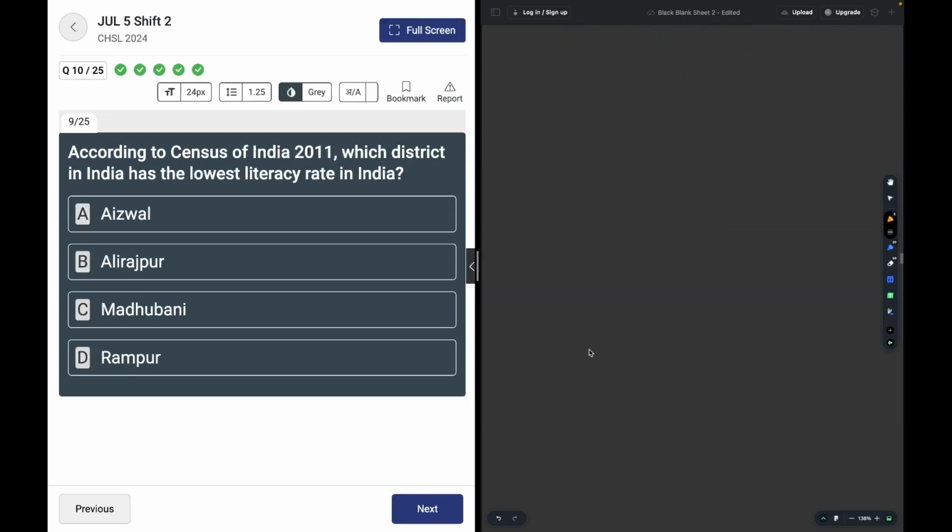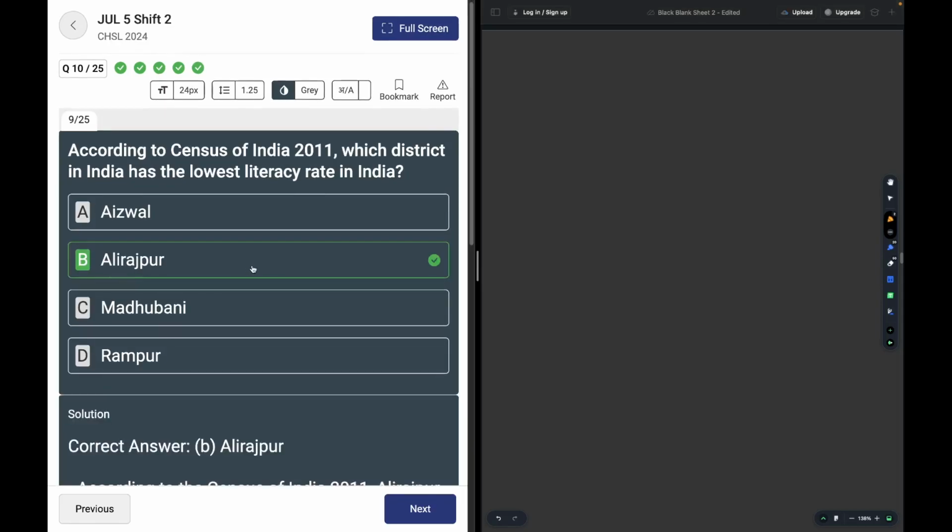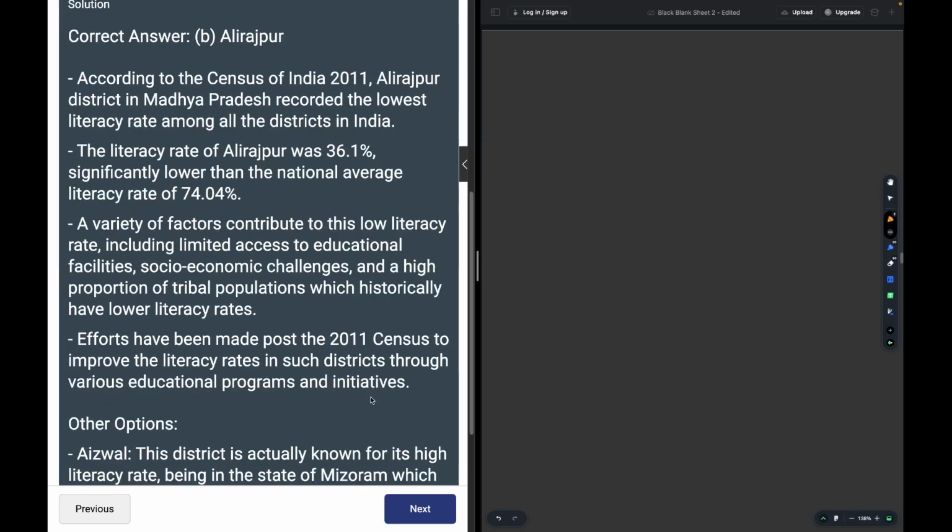Moving on. According to the Census of India 2011, which district in India has the lowest literacy rate? So the answer is Alirajpur. Alirajpur is in MP. It has a really low literacy rate, that is of 36.1%. Alirajpur is in MP, and 74.04% is the national average.